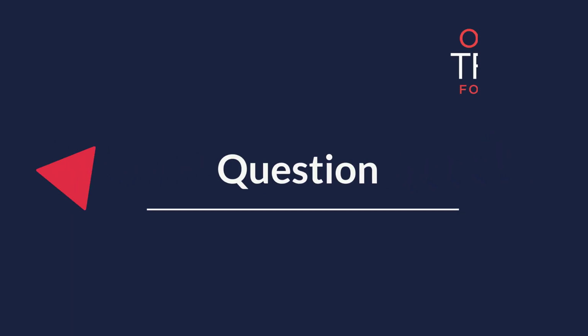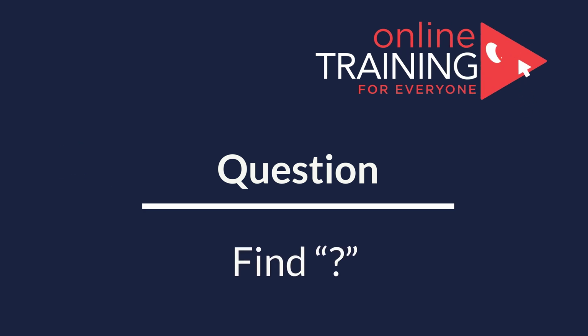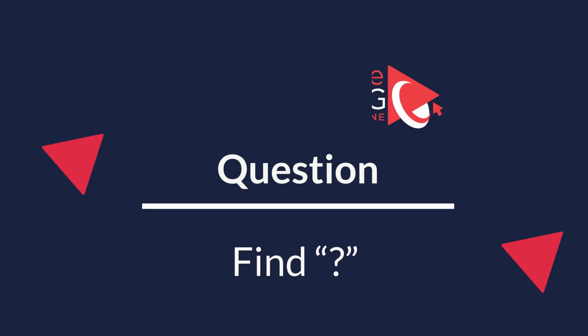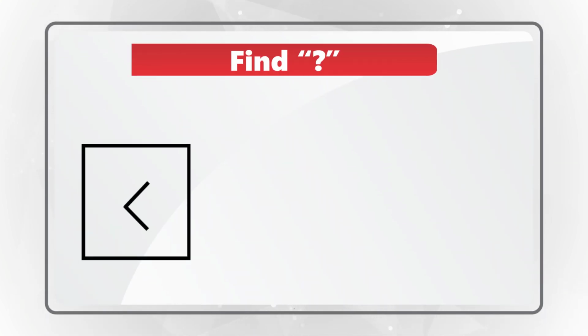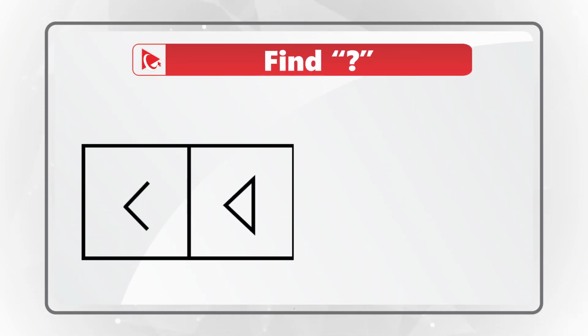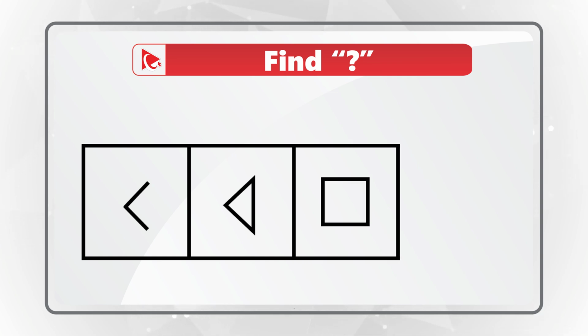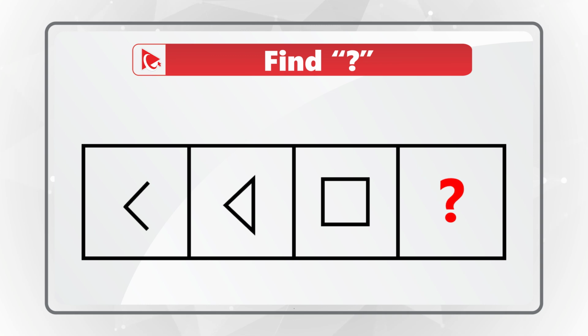Here's a wonderful question to test your analytical skills. You're presented with a series of shapes in the boxes. The first box has the arrow pointing left. The second box has a triangle pointing left. The third box has a square. And then comes the box with the missing shape.